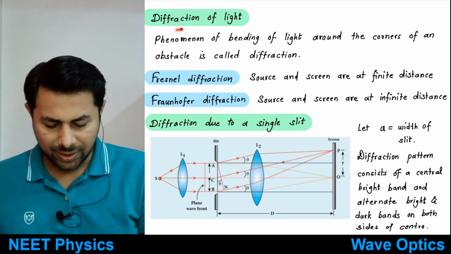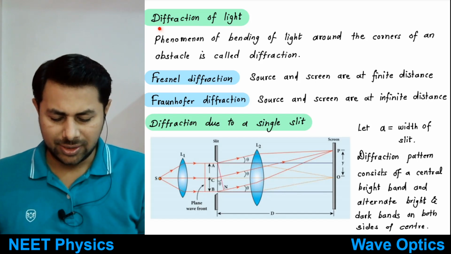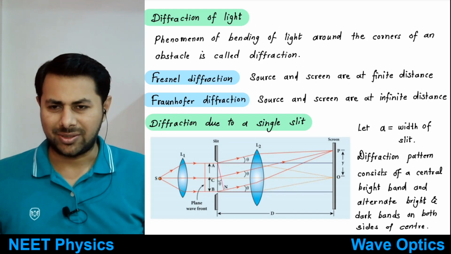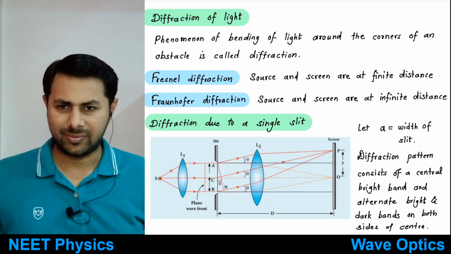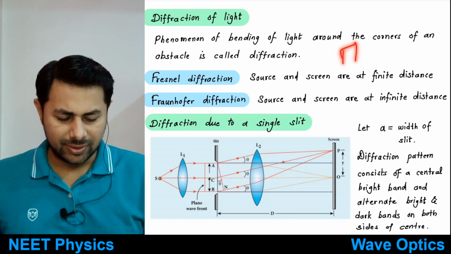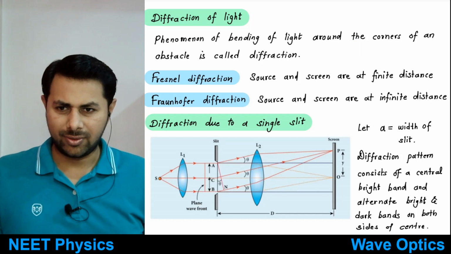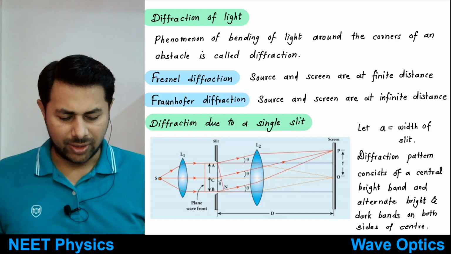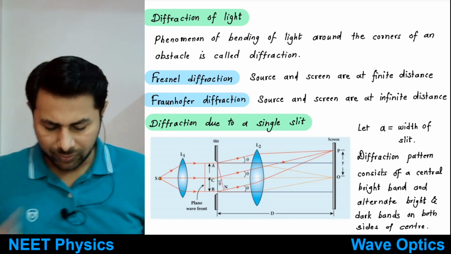Now this diffraction gives rise to a certain pattern, known as the diffraction pattern. It would be similar to the interference pattern, but the phenomenon that happens here is different. The obstacle here you can consider to be one slit. Interference pattern is caused because of two slits. Diffraction pattern is caused because of one slit. So we'll talk about that.